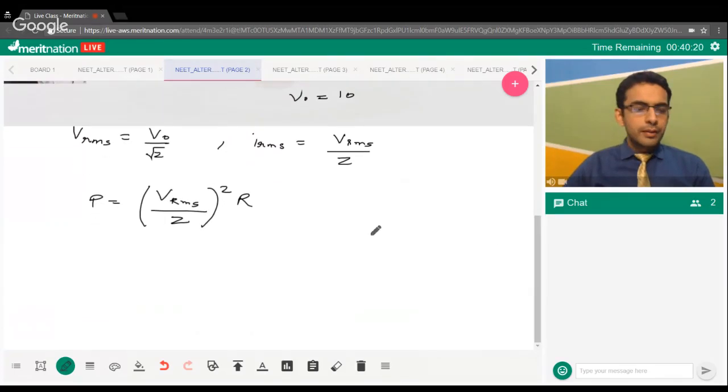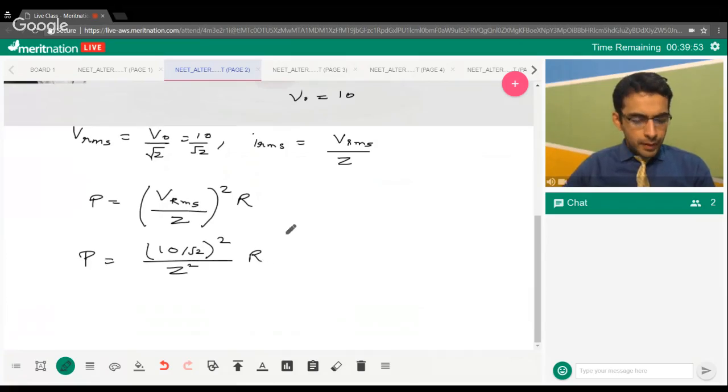So the next thing we have to find is Z. Vrms is clear. V naught is 10, so that's equal to 10 by root 2 volts. So substitute the value here: 10 over root 2 whole square divided by Z square into R. So how can you find the value of Z?